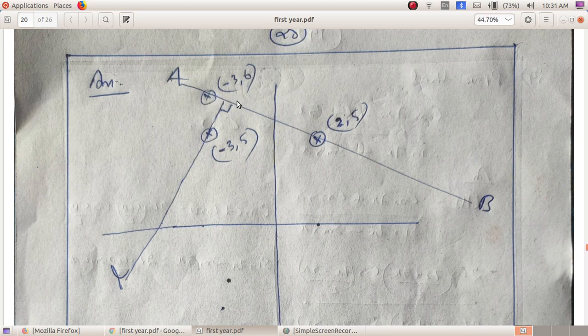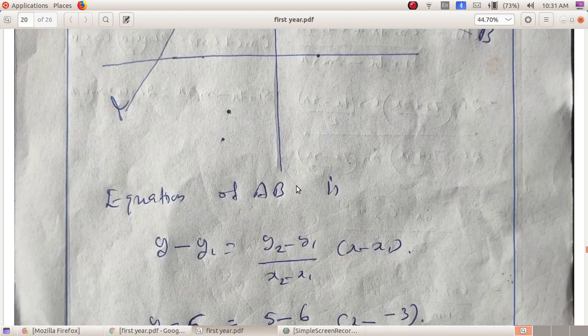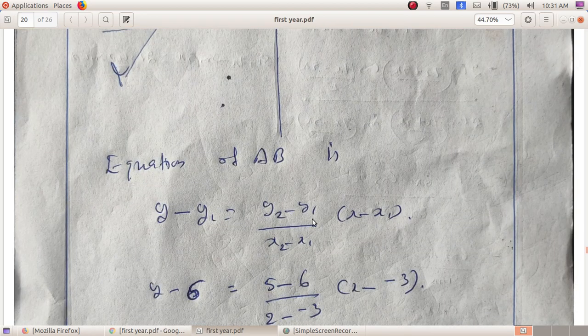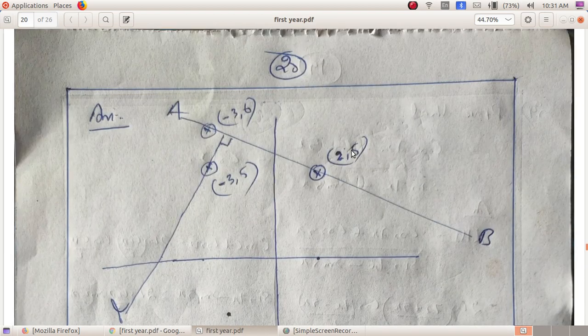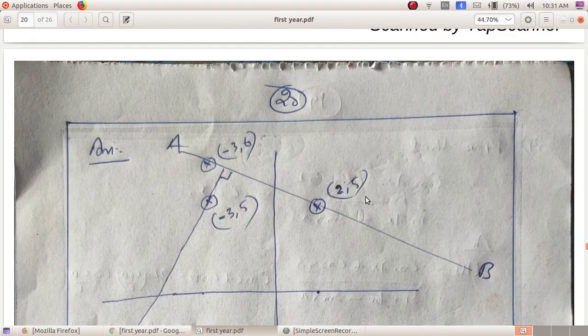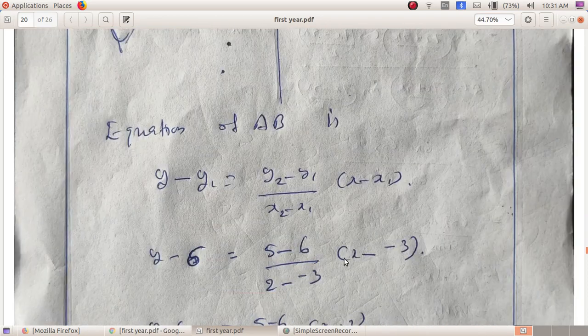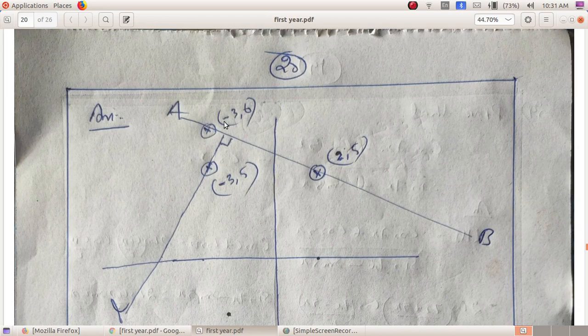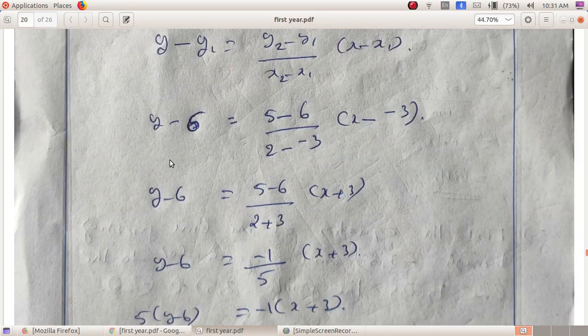Then first find the equation of the straight line AB using the formula y minus y1 is equal to (y2 minus y1) divided by (x2 minus x1) into (x minus x1). Then you take it as x1, y1, x2, y2. Then y minus 6 equal to (5 minus 6) divided by (2 plus 3) into (x plus 3). So y minus 6 equal to minus 1 by 5 into (x plus 3).